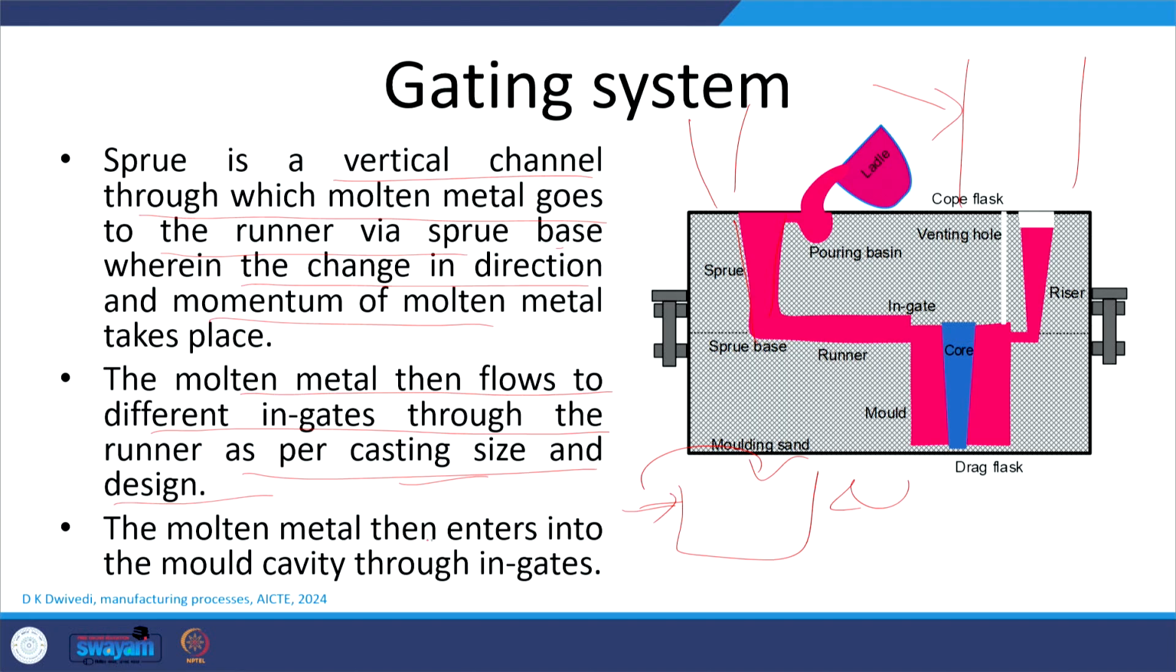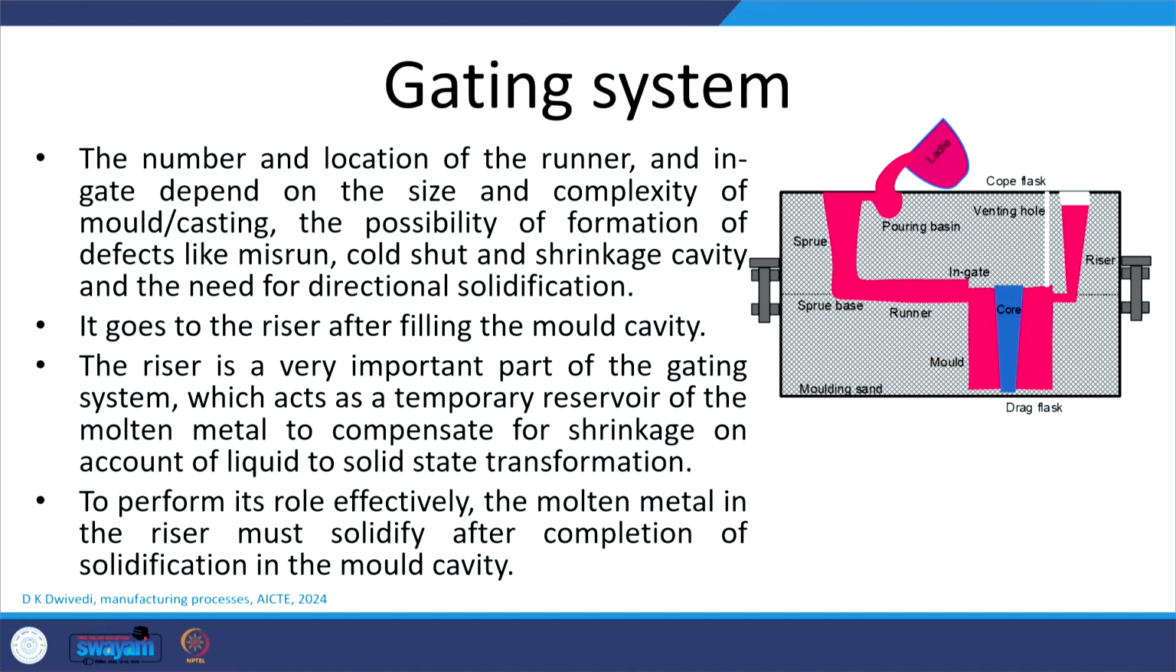Molten metal then enters the mold cavity through the ingate. We can have a large number of runners and ingates through which the molten metal will be fed, depending upon the casting size and design. The number and location of runners and ingates depend upon the size and complexity of the casting, the possibility of defects like cold shut, shrinkage cavity, unfilled sections, and misrun, and also the need for directional solidification. We want the solidification to start from one end and progress to the other, in order to make the casting free from defects, and it then goes to the riser.